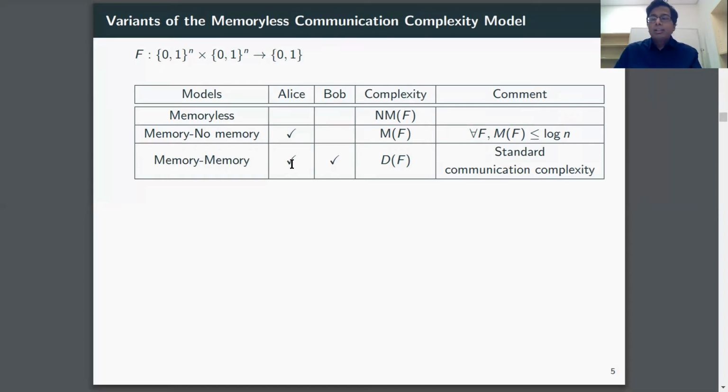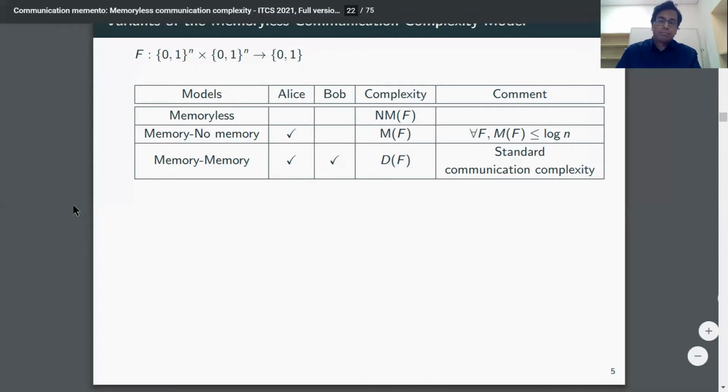The third variant is the memory model, where Alice and Bob both have memory. And then this becomes the standard communication complexity protocol. Here it's denoted by D of f.